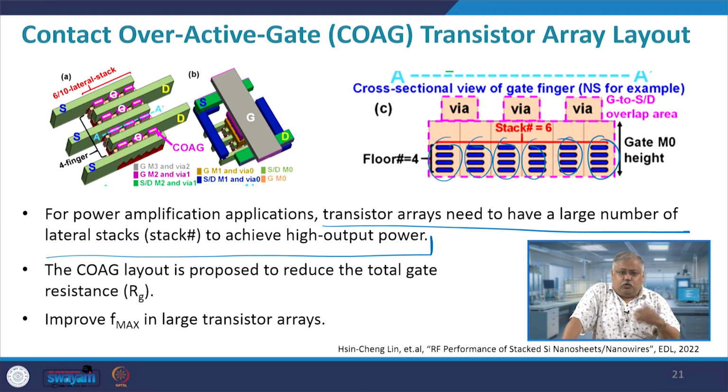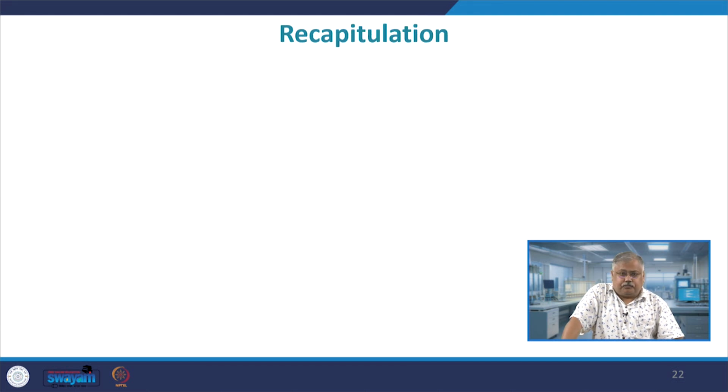Now, you can improve the F max for a larger transistor array, but designing this and keeping it reliably designed under process variation is the challenge as far as contact over active area transistor layout is concerned using the nanosheet FETs.